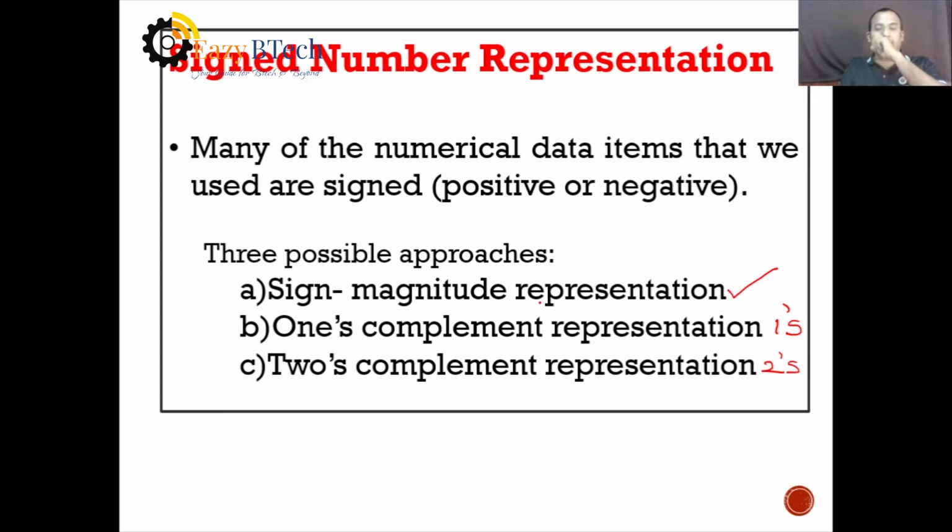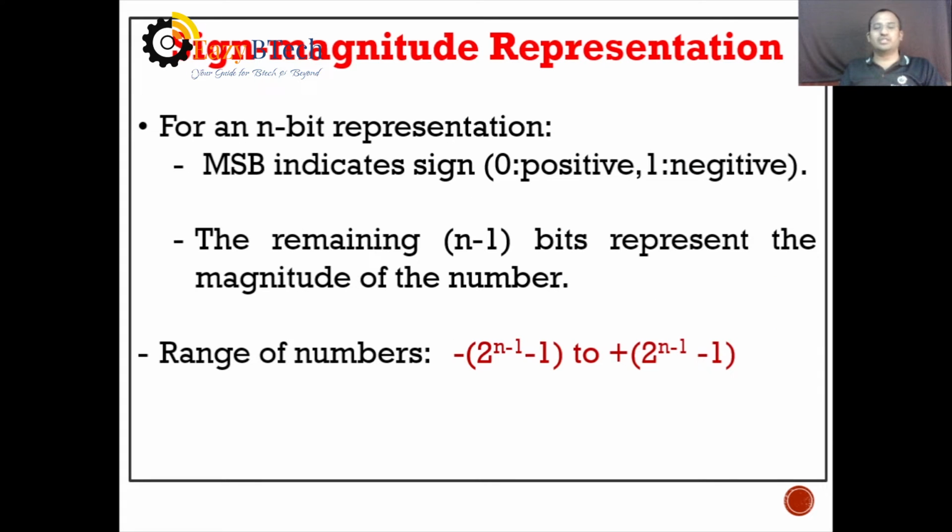One is the sign magnitude representation. The second one is the ones complement representation. And the third one is twos complement representation. Now we will look at one by one how to represent a signed number in these three possible approaches. So the first one out of this is the signed magnitude representation.